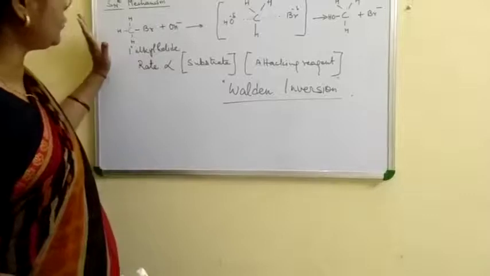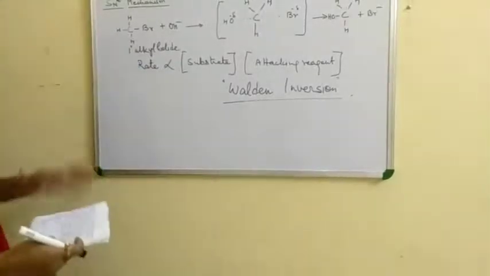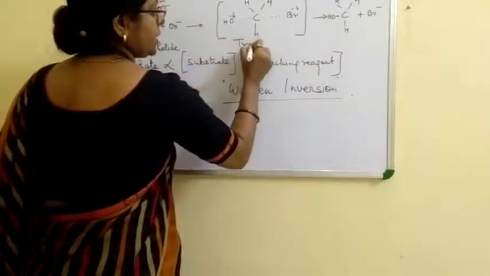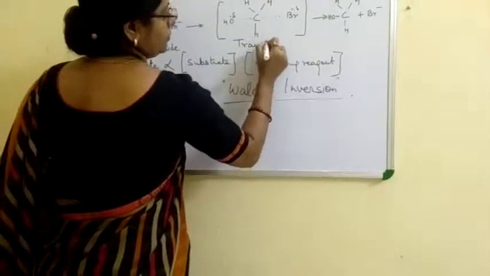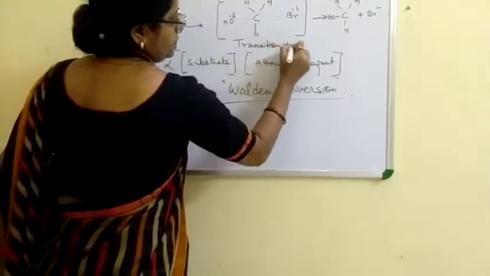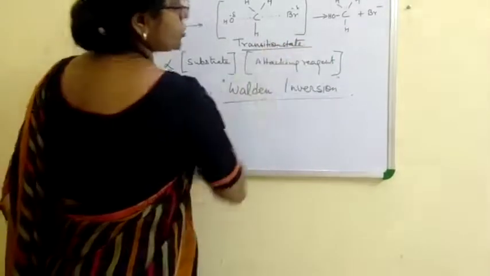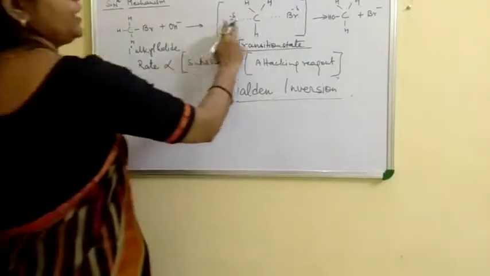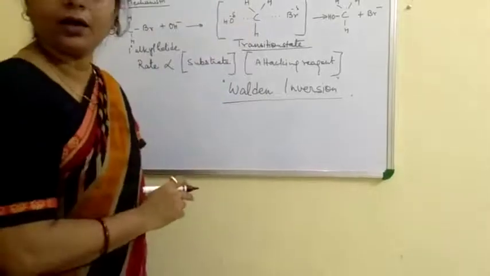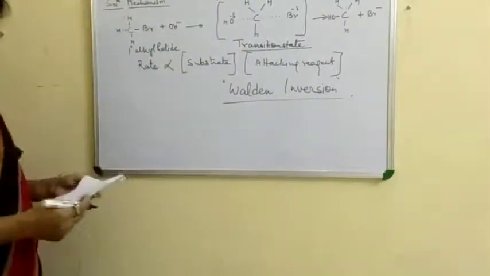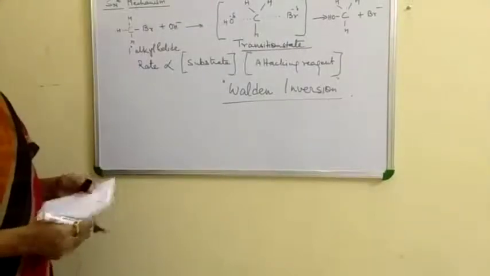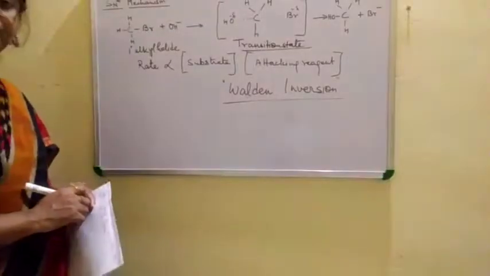in the SN2 reaction mechanism. An intermediate transition state is formed during the reaction, where the nucleophile is attached to the central carbon atom. So this is all for the SN1 and SN2 reaction mechanisms.